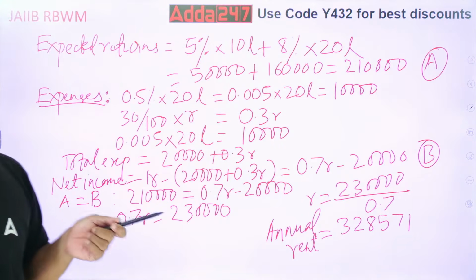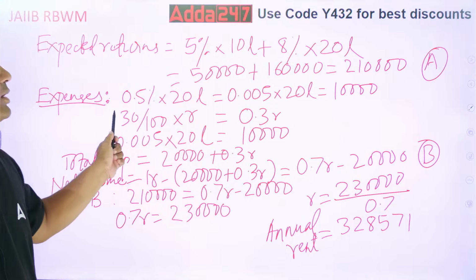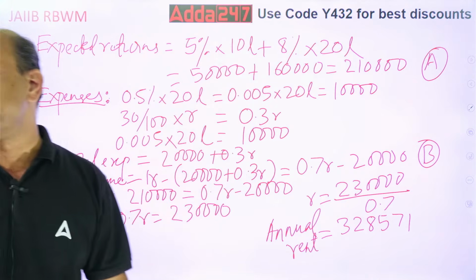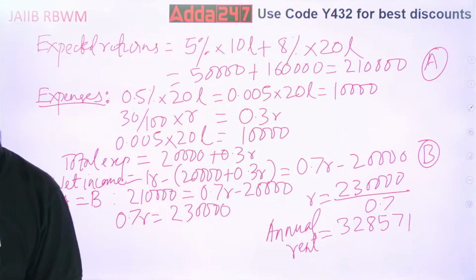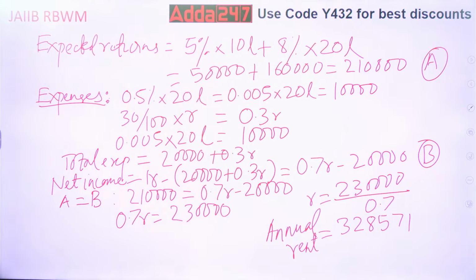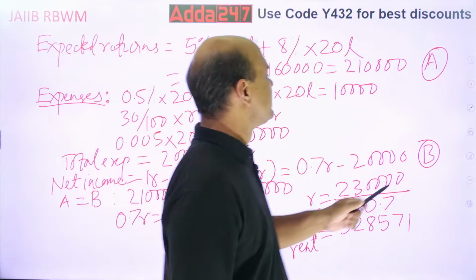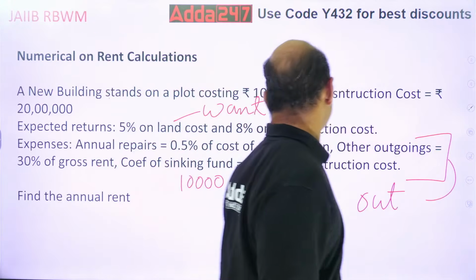Type yes in the comment section if you have understood this. 0.3 into R. Understood? Type yes, because unless you understand this, it's of no use. Any doubt in any mind? Got it? Zenith, correct. Others, all of you understood it? So this is right. Now, third one is what?